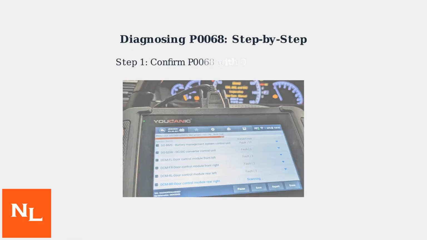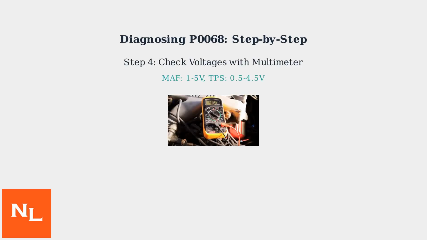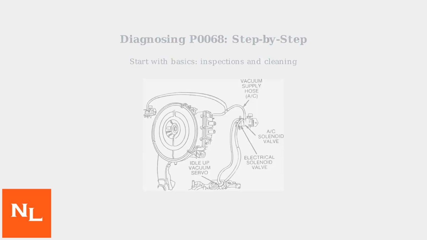Diagnosing P0068 starts with using an OBD2 scanner to confirm the code. Next, check for related error codes such as P0101 for MAF sensor or P0121 for TPS sensor. Perform a visual inspection of sensors, wiring, and vacuum lines for damage. Use a multimeter to check sensor voltages, with MAF typically 1 volt and TPS 0.5 to 4.5 volts. Always start with visual inspections and sensor cleaning before considering replacements. Often a simple cleaning can resolve the P0068 code.